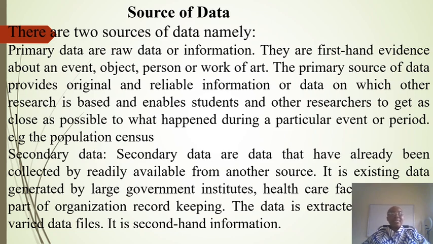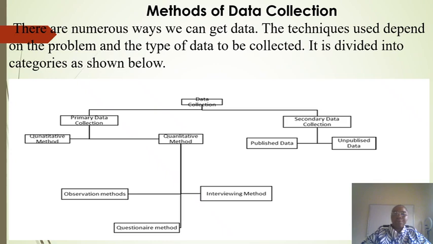Secondary data are data that have already been collected and are readily available from another source. That is, data that has been collected. It is existing data generated by large government institutes. The data is extracted from varied data files, and it is second-hand information.